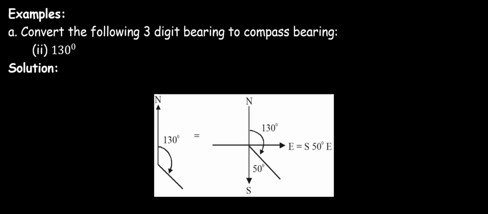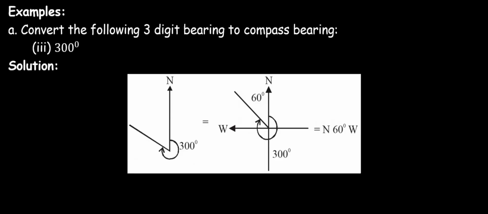Lastly, the next example is 300 degrees 3-digit bearing. I represented that the arrow starts from the north, going; it must pass 90, pass 180, pass 270, pointing towards 360, but it must not reach 360. Hence the representation. Whereas this very line there is represented on the compass bearing as north 60 degrees west, because the line is our concern there.